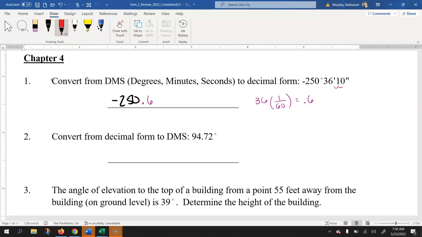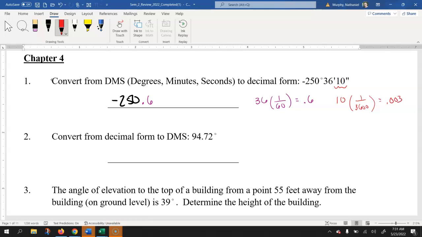Now we got to convert the 10 seconds. So we have 36 minutes and 10 seconds. With the 10 seconds, there's 60 minutes in an hour, and there's 60 seconds in a minute. So in 1 hour, there's 3,600 seconds. So in 1 degree, there would be 3,600 seconds. So we're going to divide this by 3,600. And when you do that, we get 0.003.